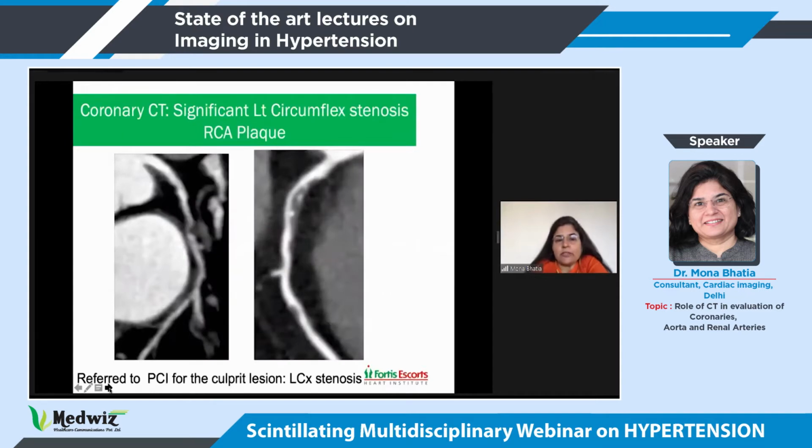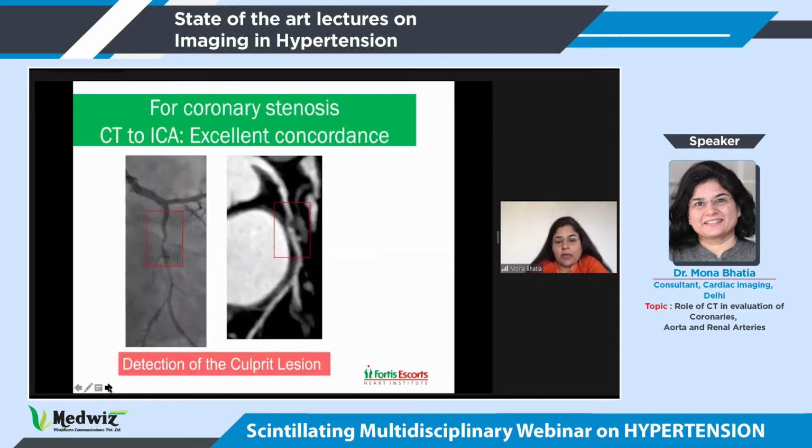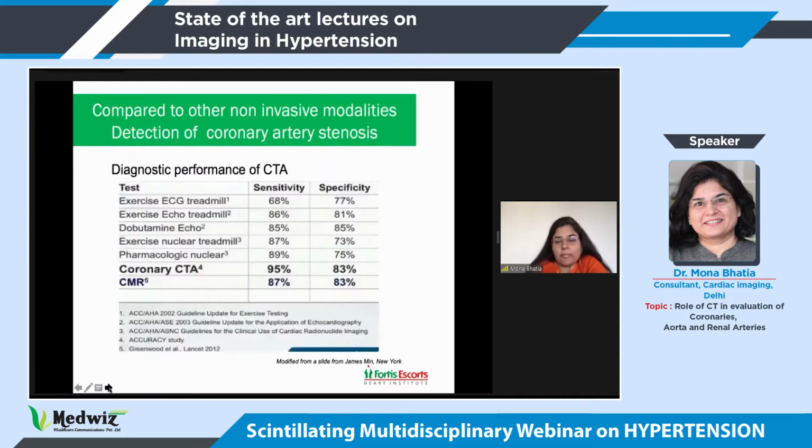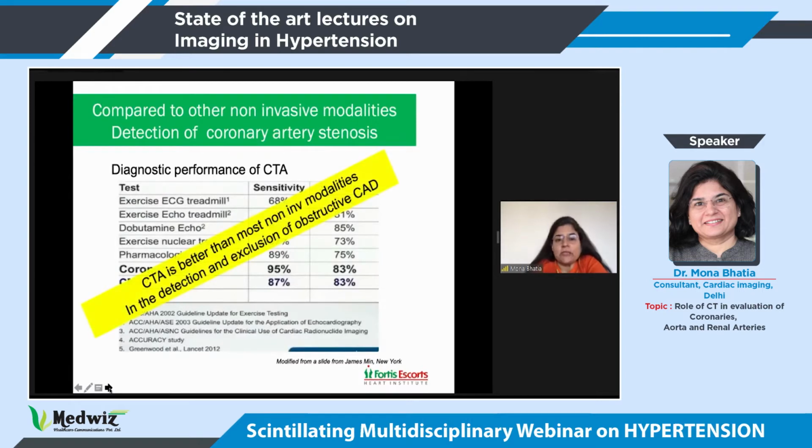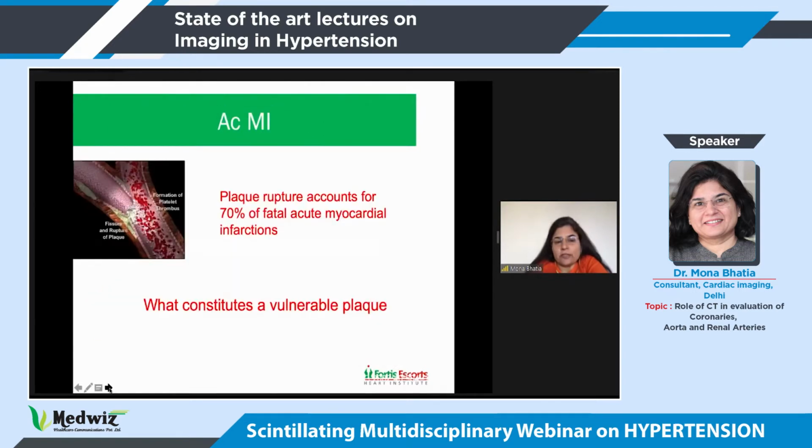The coronary CTA demonstrated a significant LCX stenosis and a plaque in the RCA. The patient was referred to PCI, and you can see that between the CT and the ICA, there is excellent concordance as far as stenosis detection is concerned. So in detection of the culprit lesion, both modalities are excellent. Compared to all other non-invasive modalities for detection of coronary stenosis, CTA is better for detection and exclusion of obstructive coronary artery disease.